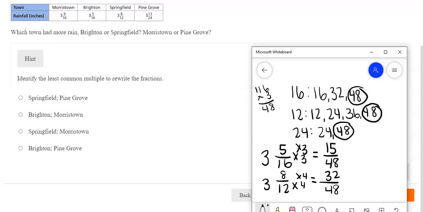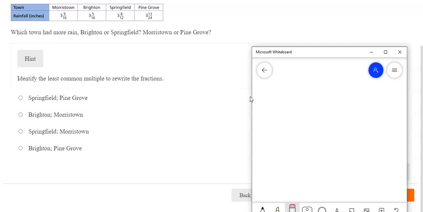So 32 is greater than 15. So Springfield is going to be the first answer. So that's going to knock out this one and this one. And now let's look at the other one. So we know that, let me erase this. Springfield had more rain. So that's the answer to the first one. So I'm going to write Springfield up here so I remember.